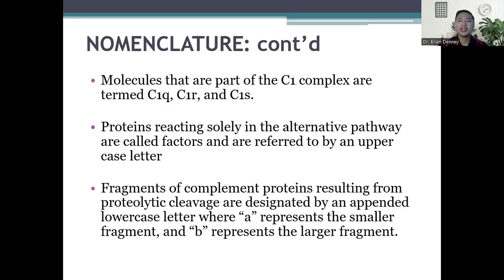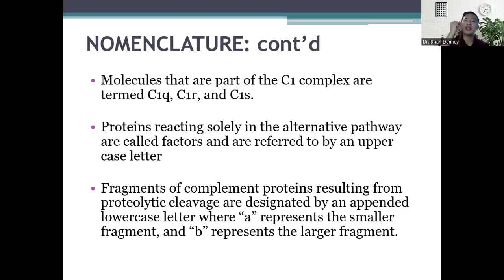Remember that there are actually complement proteins which undergo proteolysis or proteolytic cleavage. And what do you call these proteins again? What are these specific components of the complement system? Correct. They are the soluble, or serum, complement proteins.